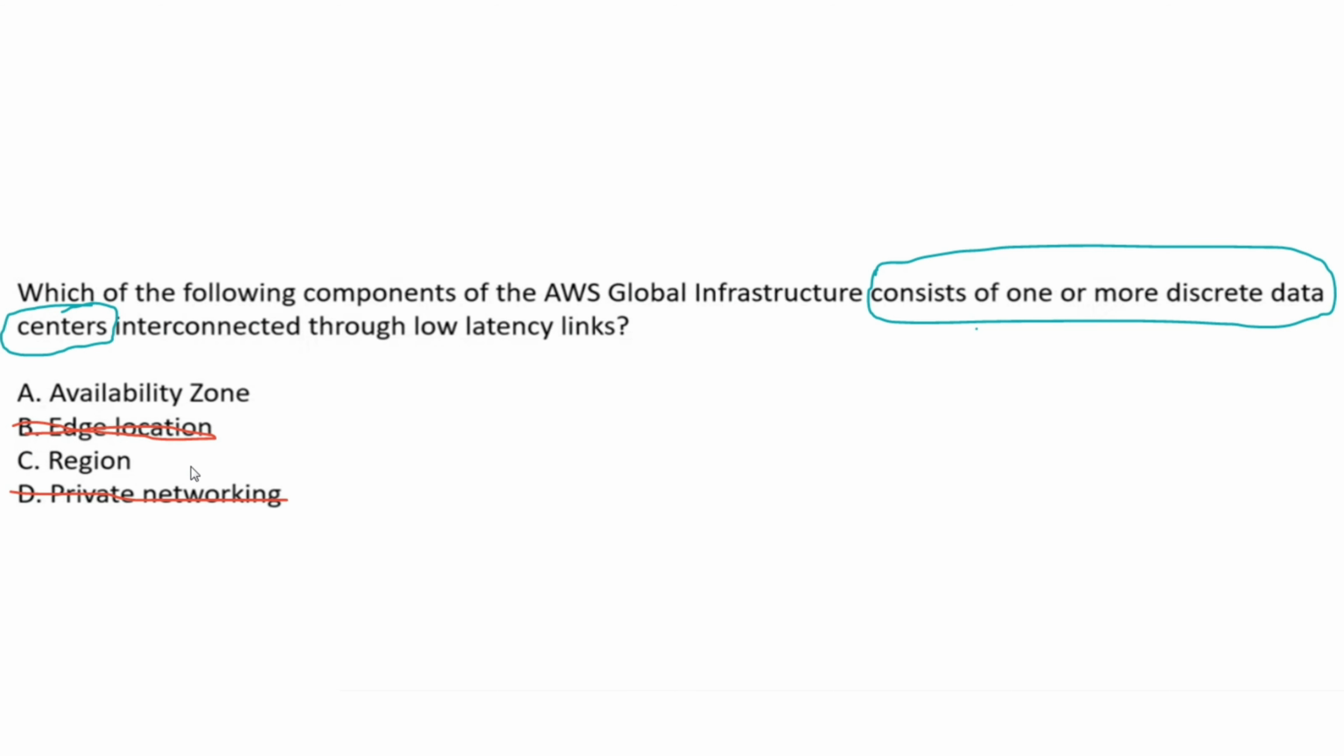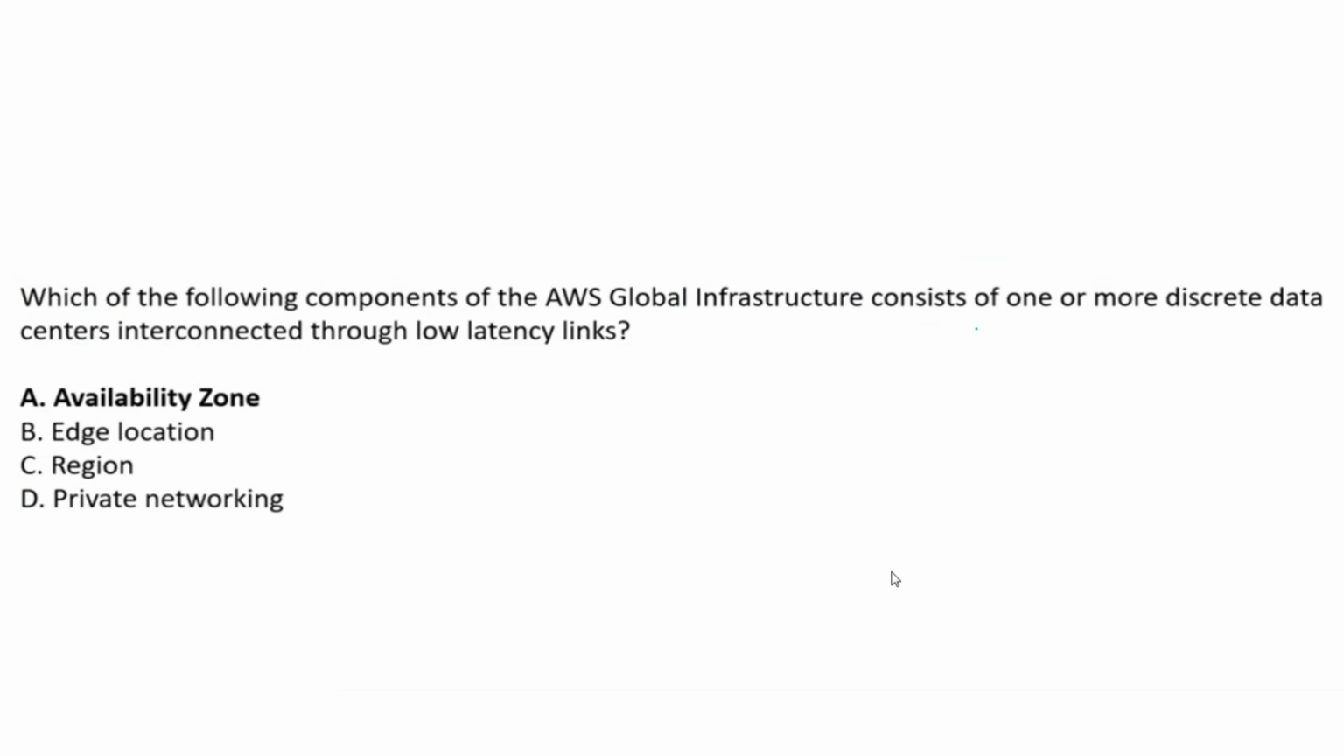Region could be our answer if availability zone is not here, because a region consists of availability zones, and an availability zone consists of data centers. So if availability zone is not in the options, then we're going to go with region. But since availability zone is there, the best fit is availability zone, and hence this eliminates region. The best fit answer here is availability zones, and this would be our answer.